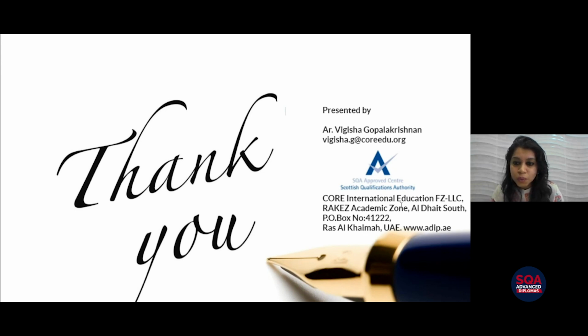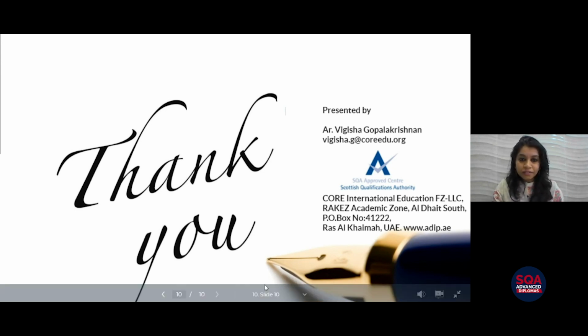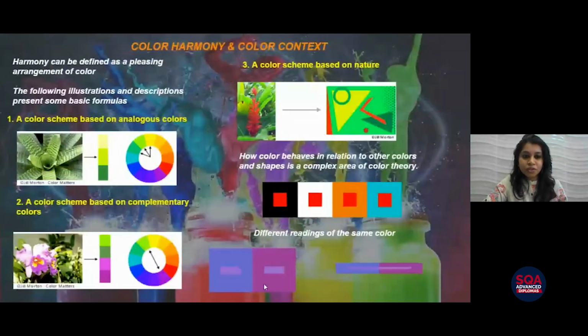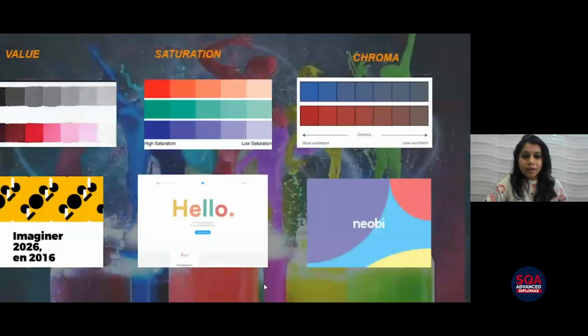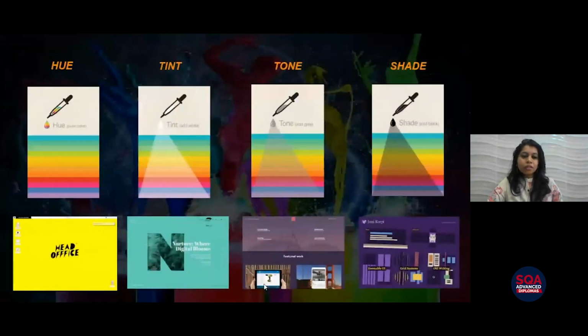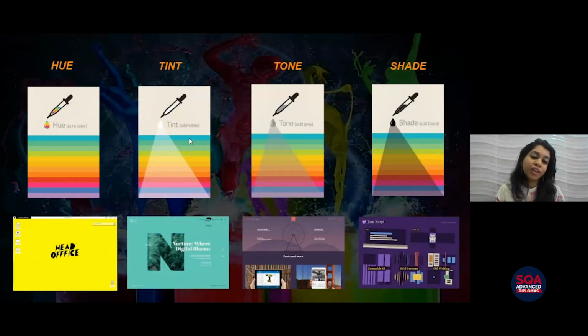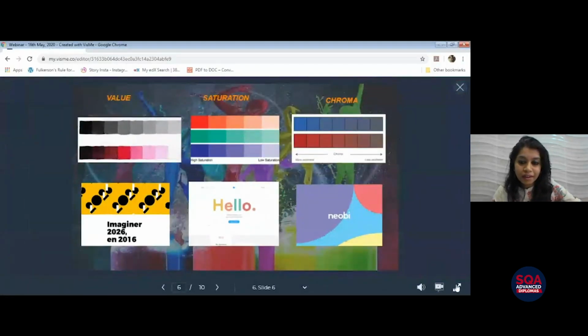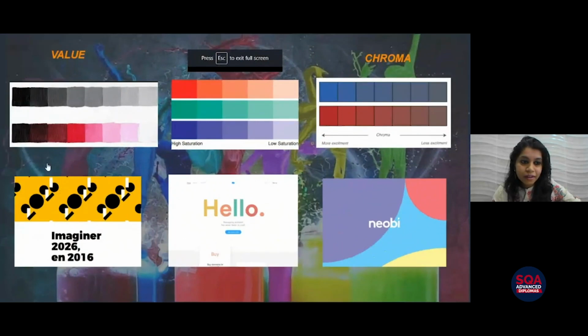Someone has asked me the difference between tint and tone. Like I told you, tint is where you add a bit of white, and tone is where you add gray. Tint is the addition of white to any color, and tone is the addition of gray to any color. I hope your doubt is clear.